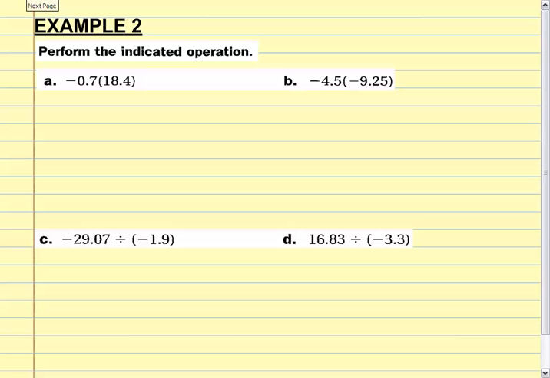Perform the indicated operation. This first one, it says negative 0.7 times 18.4. Well, you can use your calculator. Well, you know what? I'm going to do it by hand here. Remember, if we're multiplying by hand, I know my answer is going to be negative because one's negative and one's positive. 18.4 times 0.7. I'm not going to put the sign in there. I know my sign's going to be negative. 7 times 4 is 28. Put down my 8, carry my 2. 7 times 8 is 56, and 2 is 58. Carry my 5. 7 times 1 is 7, and 5 is 12.